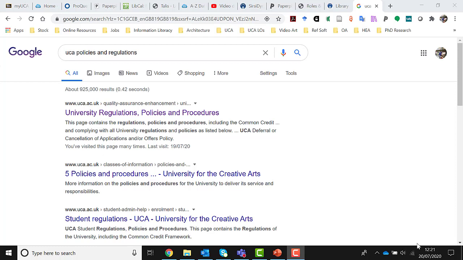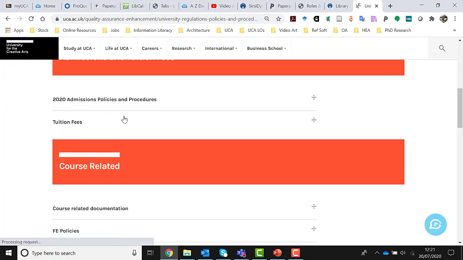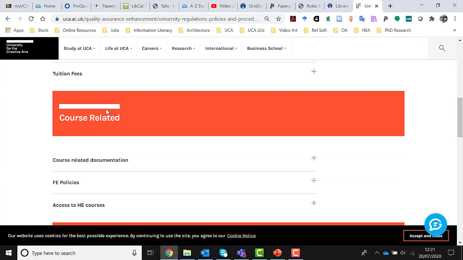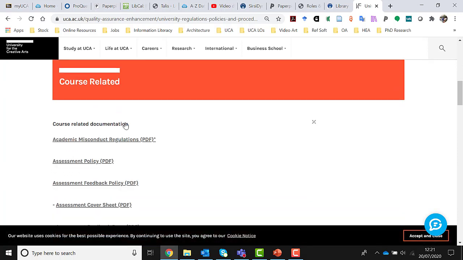You can find these by, if you Google UCA policies and regulations, you should be able to find the university regulations, policies and procedures. Then once there, it's under course related. So if we go to course related documentation, there's a PDF there for the academic misconduct regulations.